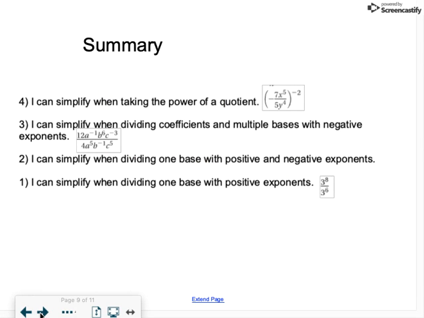So real quick, looking at the summary here, right, think about where you are on this scale. Right, you got a 4, a 3, a 2, a 1. Right, working through these problems, what kind of problems could you do?